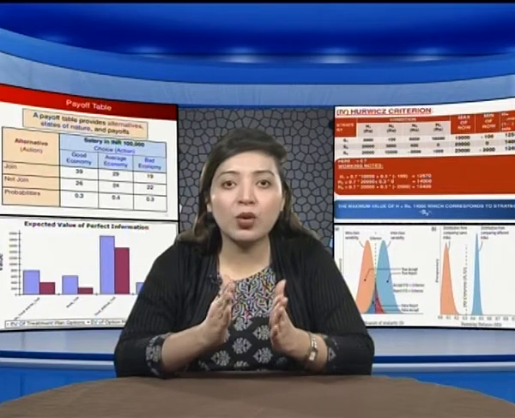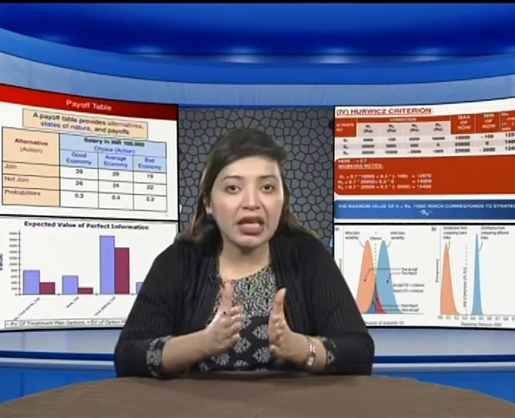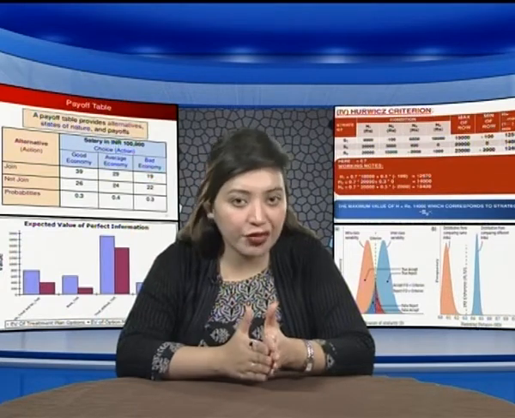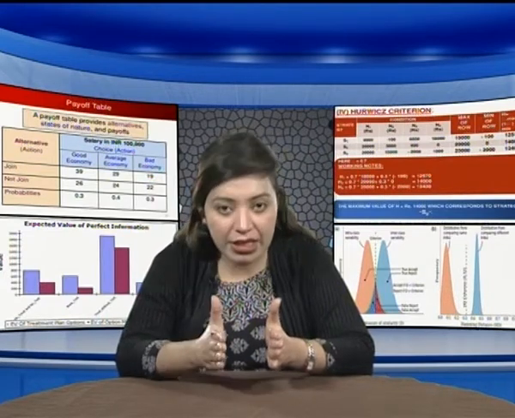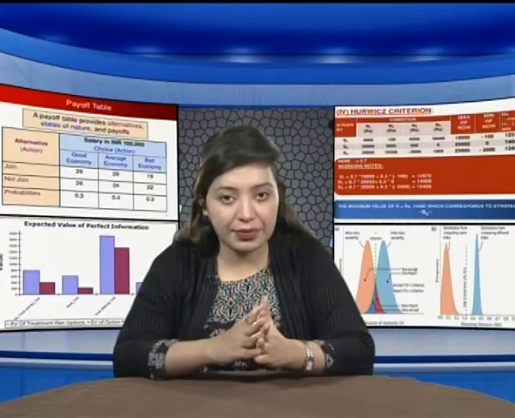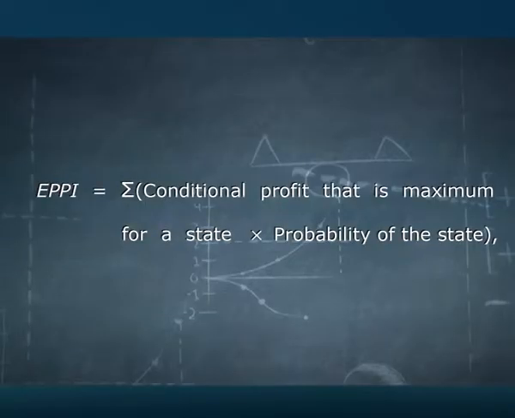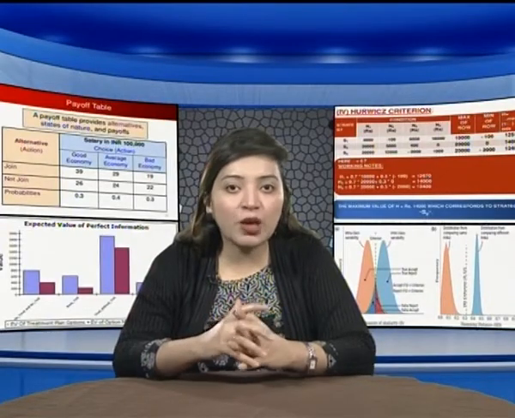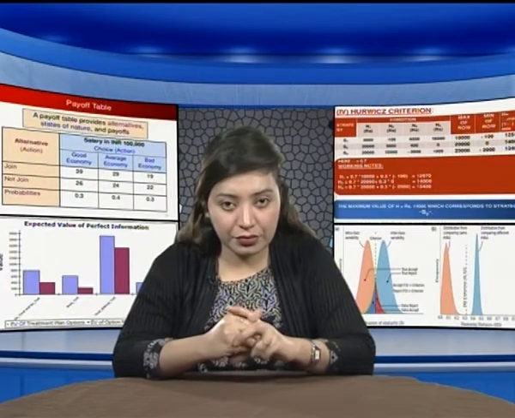We can now compute the expected profit with the perfect information, that is EPPI, also referred to as expected value under certainty, EVUC. To find the expected profit with the perfect information, we multiply the conditional profit, that is maximum for each state of nature, by the probability of the state, and then sum these products. Symbolically, EPPI is equal to summation of conditional profit, that is maximum for a state, times probability of the state, the summation being taken over different states of nature.